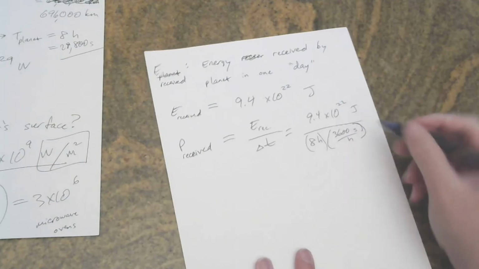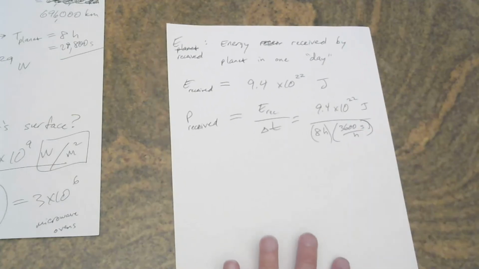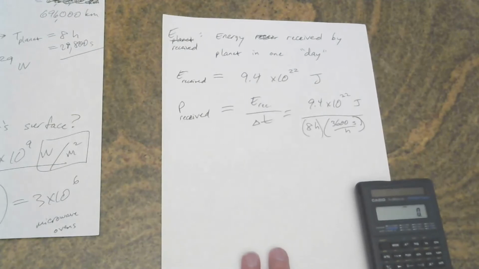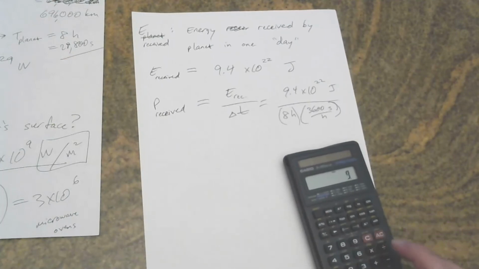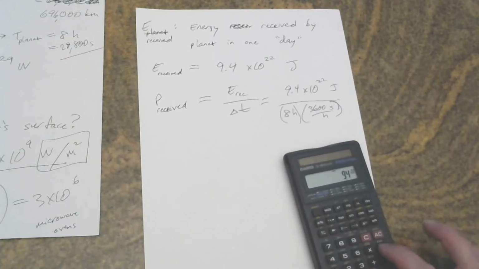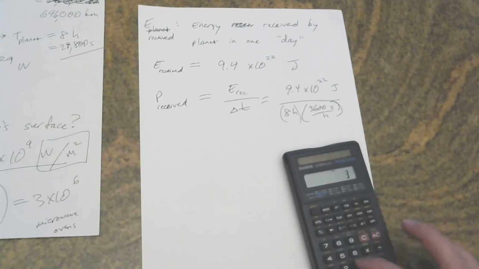I guess this is where I could have just used the number that I already calculated, the number of seconds in a day on this planet, air quotes day, planet day, I suppose I could say. 9.4 times 10 to the 22nd divided by 8 divided by 3,600.